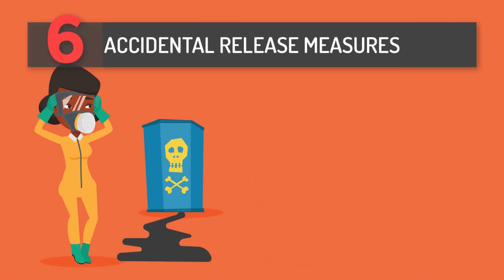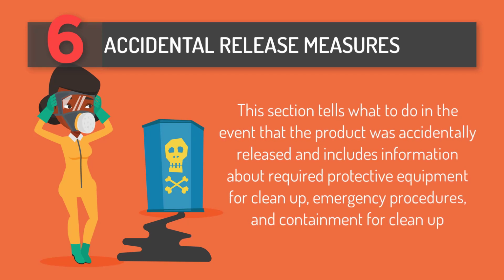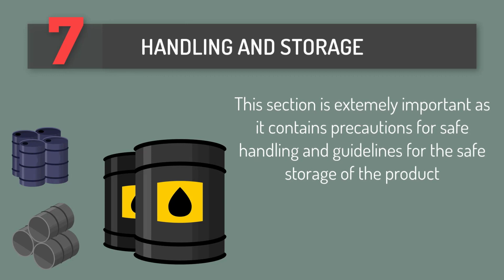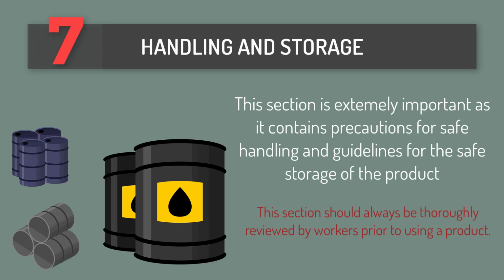Section 6. Accidental Release Measures. This section tells what to do in the event that the product was accidentally released and includes information about required protective equipment for cleanup, emergency procedures, and containment for cleanup. Section 7. Handling and Storage. This section is extremely important as it contains precautions for safe handling and guidelines for the safe storage of the product. This section should always be thoroughly reviewed by workers prior to using a product.